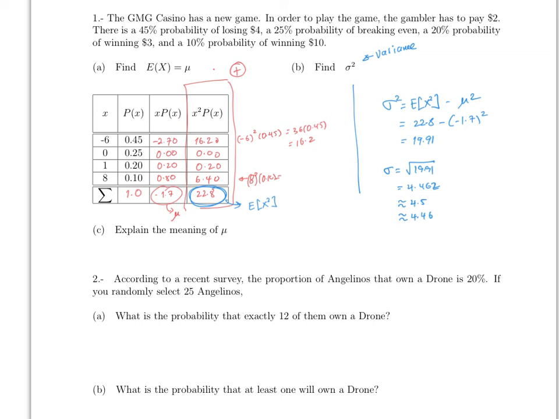Speak now. So what is the meaning of mu in here? Remember, mu is negative 1.7. So what does this mean, based on what I told you earlier? It means that every time you play this game, that's why it's called expected value, you should expect to lose $1.70. That's all it means.